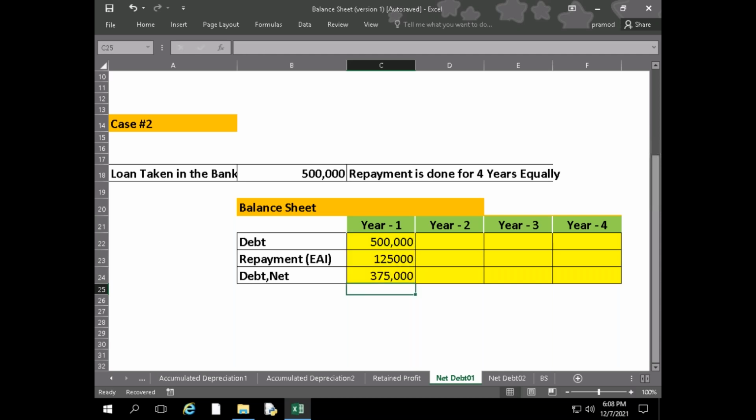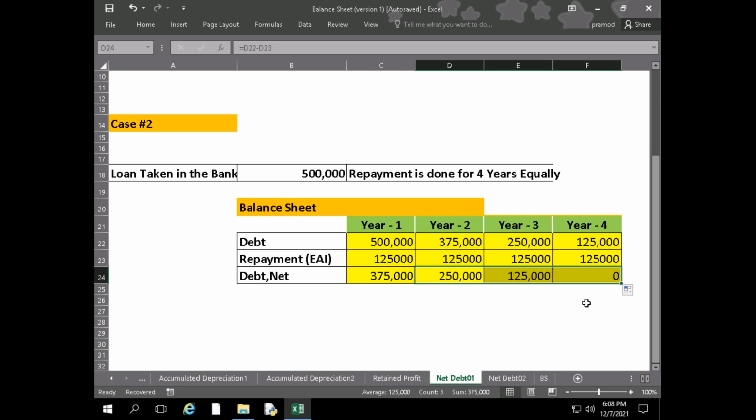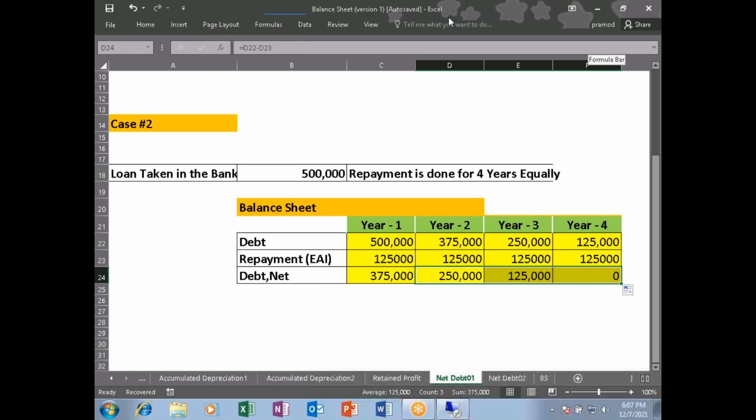It is 3,75,000. When it comes to the second year, of that 5 lakh I have paid the repayment of 1,25,000. So the total net debt will be the second year amount, so you carry this amount. Again, this is the same, so I can just drag down for all the 4 years. Same, minus this from this, then drag down. So at the end of the year, your amount will be 0. Understood?